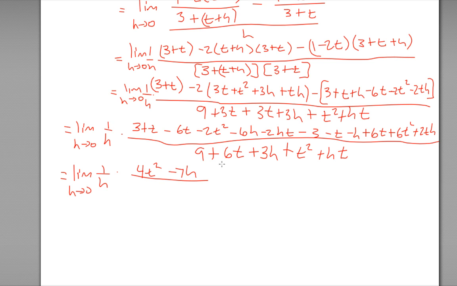Now on the bottom, I have 9 plus 6t plus t squared. So let's do plus t squared plus 6t plus ht plus 3h on the bottom. Okay.